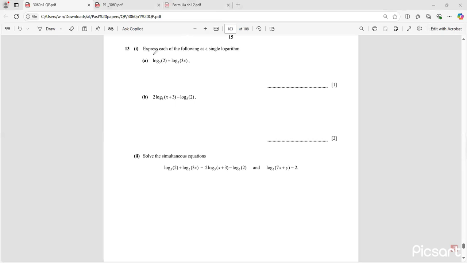Question 13. Express each of the following as a single logarithm. Okay, apply the rules. We have here log base 5 of 2 plus, which we change to multiply, log base 5 of 3x. So single logarithm means that we are going to apply the rules. So you get log base 5 of 2 multiplied by 3x, which equals log base 5 of 6x. Done?